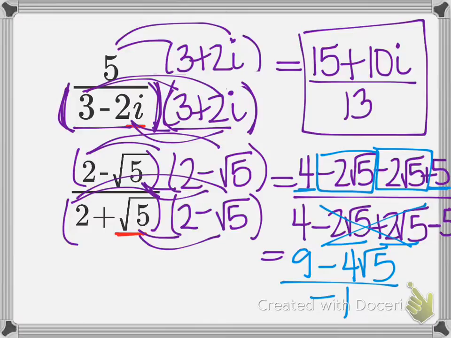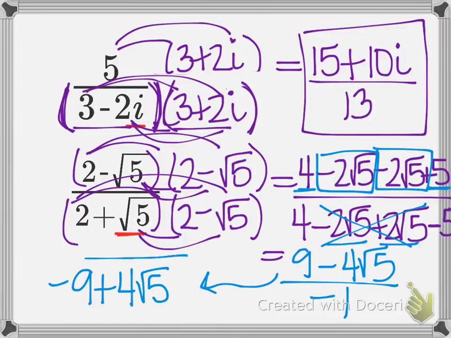So while that looked really messy for a minute there, once you combine everything, it comes out a lot nicer. Again, I could leave this like this or just divide everybody by negative 1, which would make negative 9 plus 4 radical 5 my final simplified answer. So those are examples of rationalizing using the conjugate.